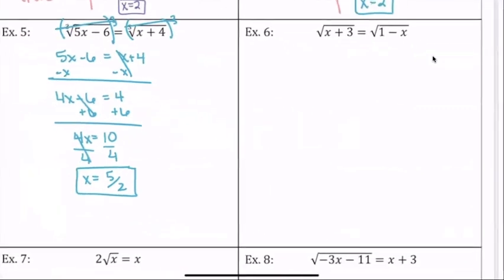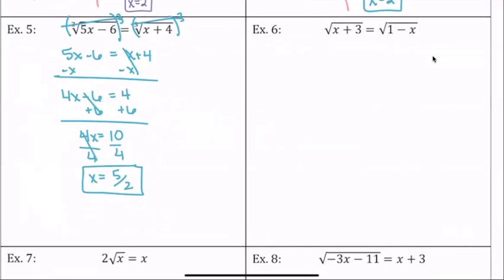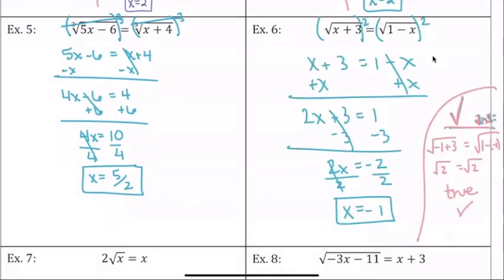Good. Go ahead and see if you can pause and try number 6. And then come back when you're ready. Here is number 6. You should have gotten x equals -1. Go ahead and check your steps there. And then over here on the right, I did check my answer. I am not going to require you to show this work on your practice page. Just know that sometimes you will have an extraneous solution. You need to be able to identify when that happens.